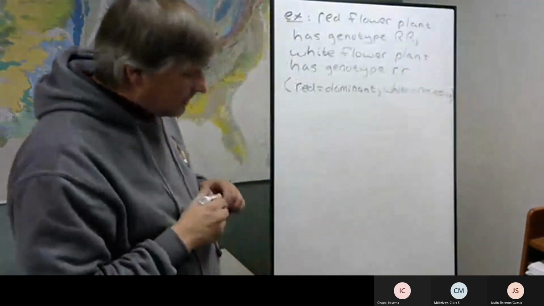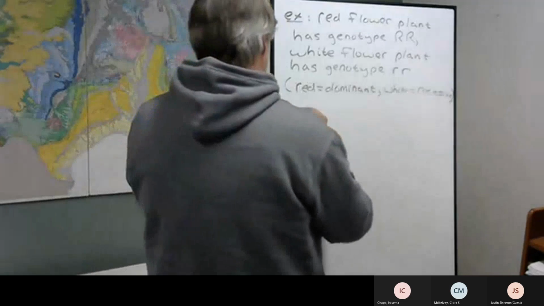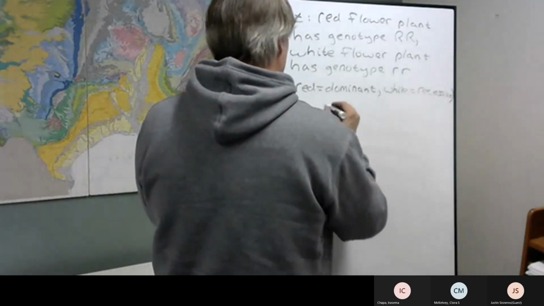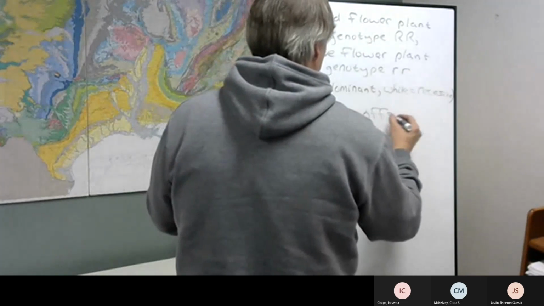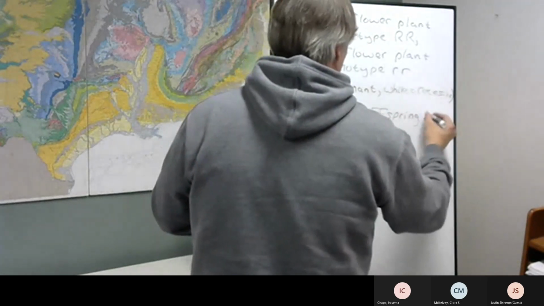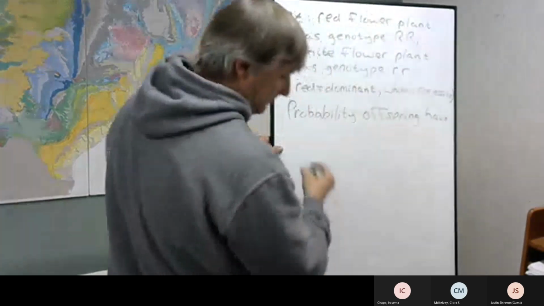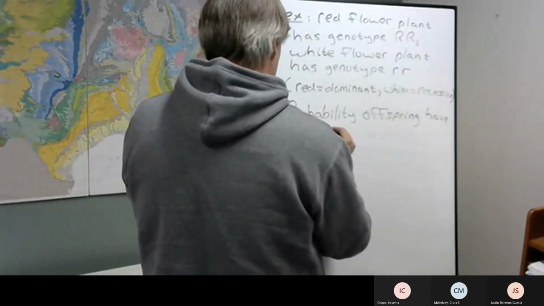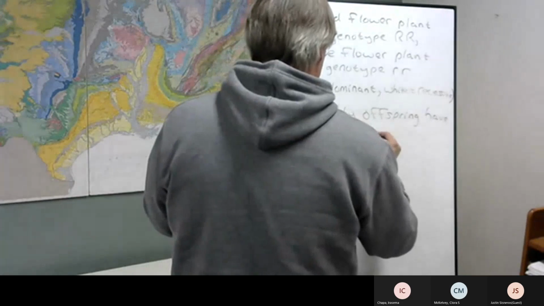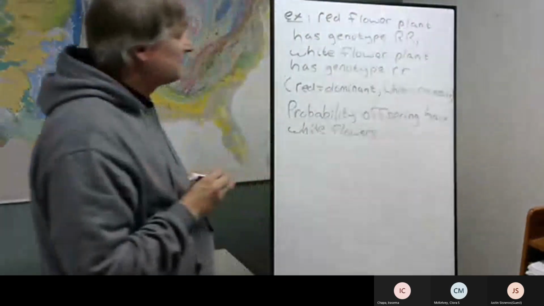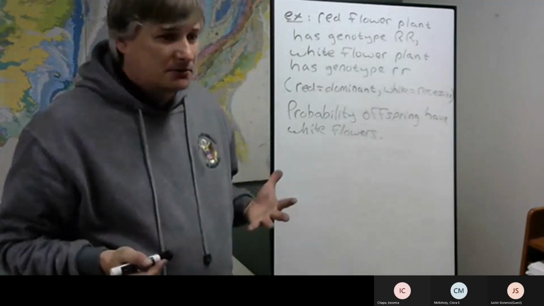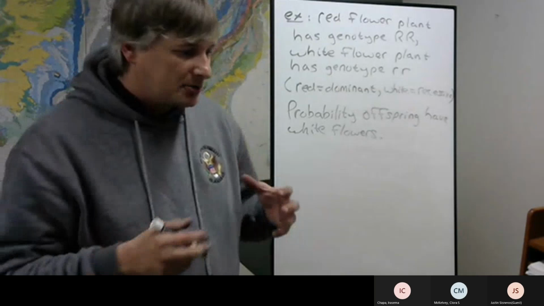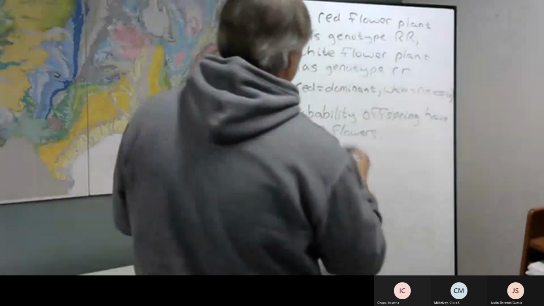So we want to compute the probability the offspring have white flowers. To get white flowers, because it's recessive, the offspring has to have little r and little r. So let's do our Punnett square.